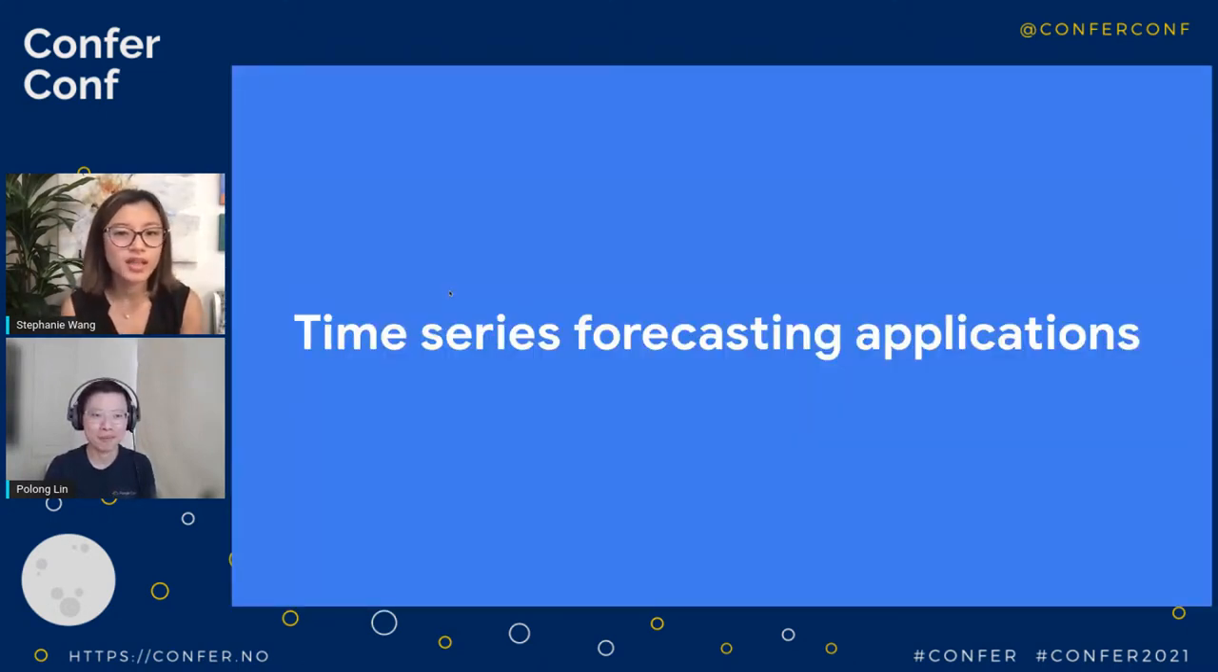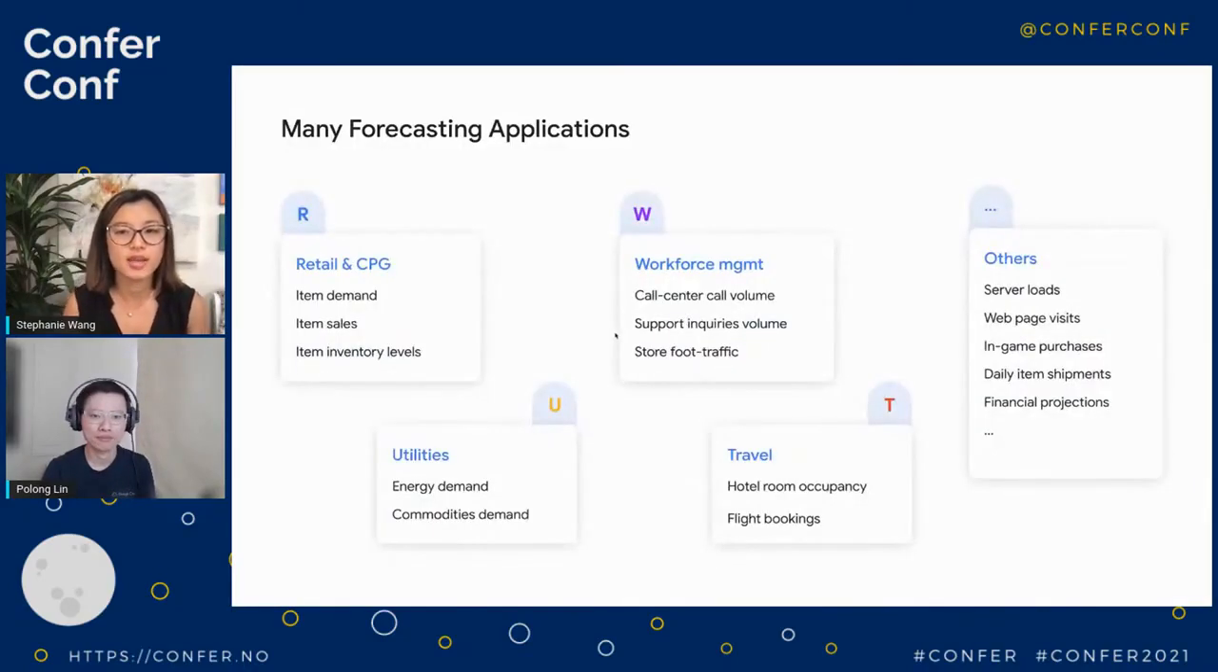Thank you so much, Polong. So time series forecasting, I'm sure everyone here is somewhat familiar with the applications of what it can help to do. Here are some examples of how time series forecasting can help drive critical business decisions. In retail, for example, demand, sales, or inventory levels forecasting could help business owners decide how much inventory to purchase and stock so that they can avoid either over or under allocation of resources, which can translate into revenue loss.